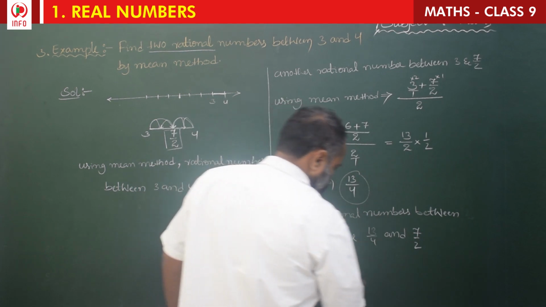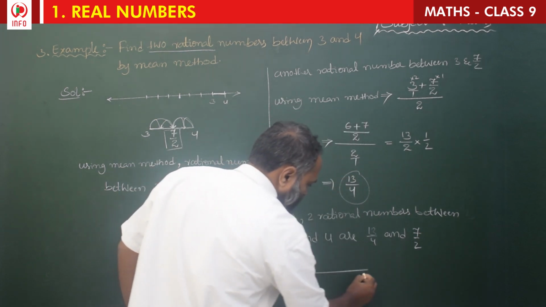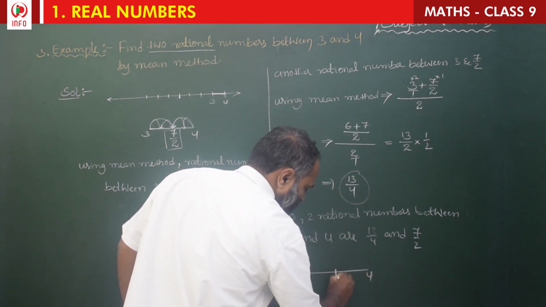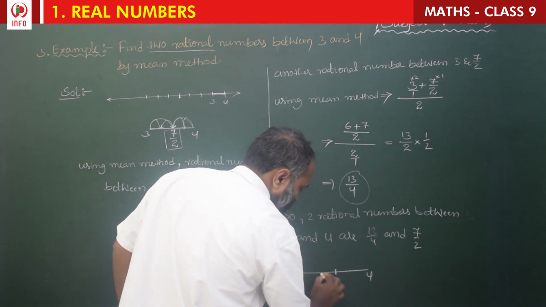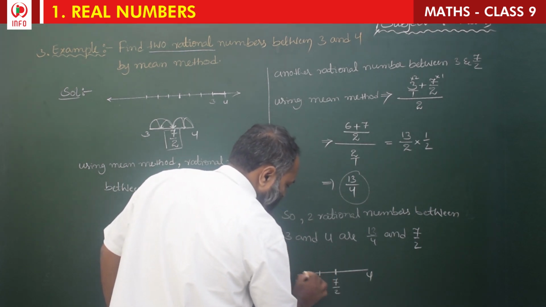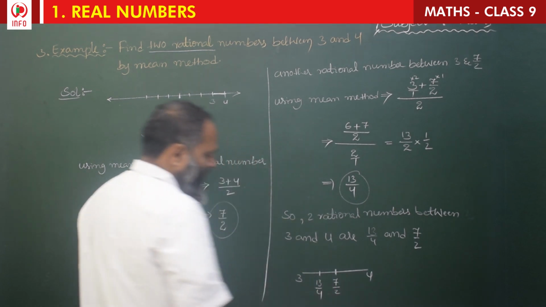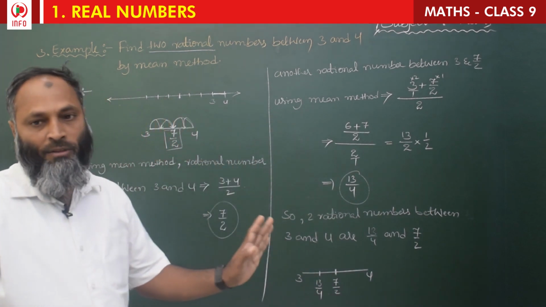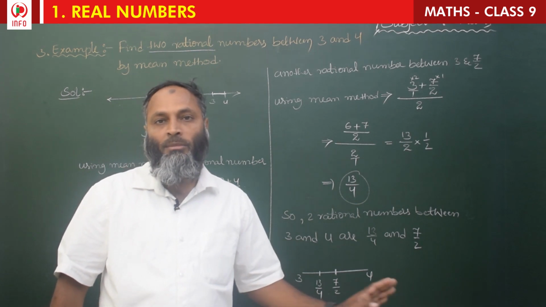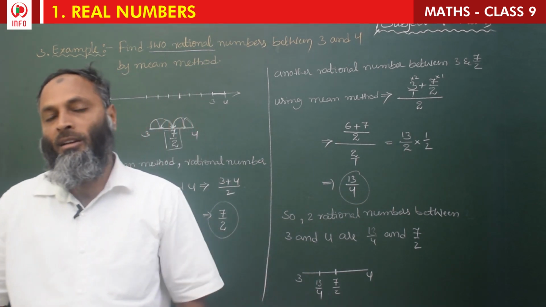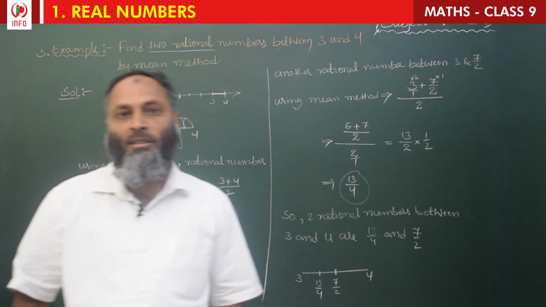So, like this, if you take 3 here and 4 here, 7 by 2 is in the middle, and the mid of 3 and 7 by 2 is 13 by 4. These two are the rational numbers between 3 and 4. Okay? By using the mean method, this is the method to find rational numbers. Okay, students?